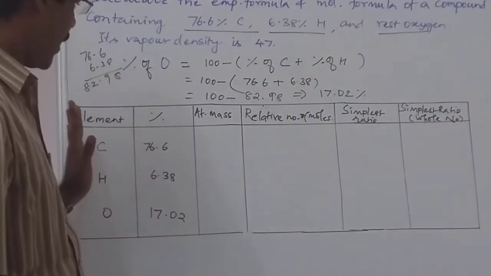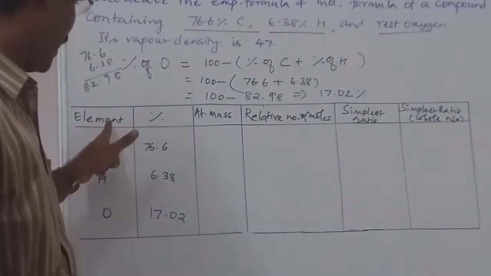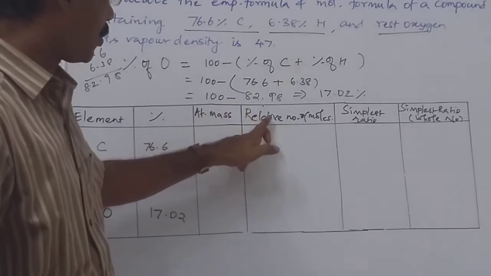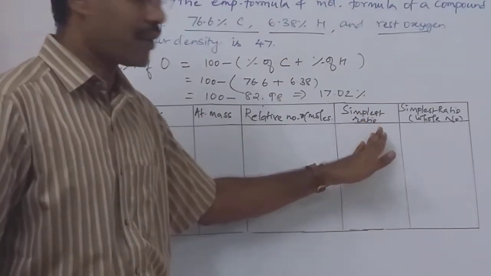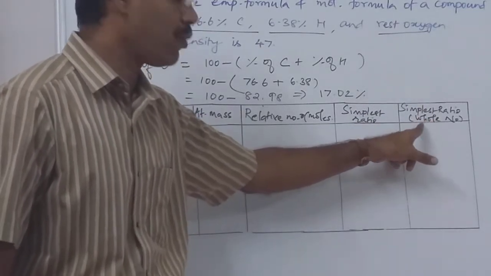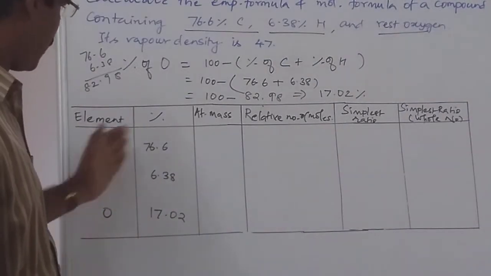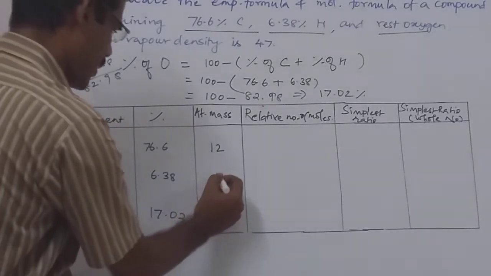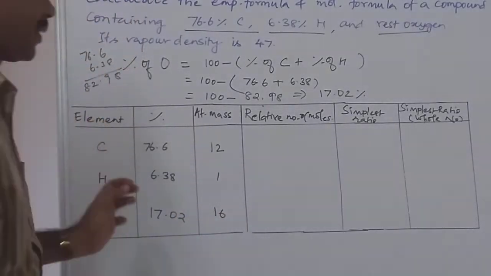You should understand the tabular column. You have to learn it by heart. The contents present are element, percentage, atomic mass, and the fourth column will be relative number of moles. The fifth one will be the simplest ratio, and the last again is a simplest ratio, but it should be in whole number. Now you know the atomic mass for carbon is 12, for hydrogen it is 1, and for oxygen the value is 16.